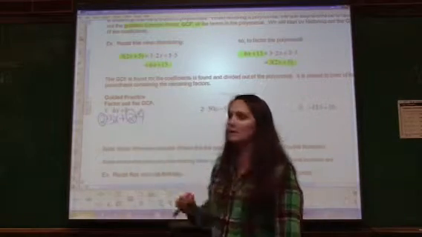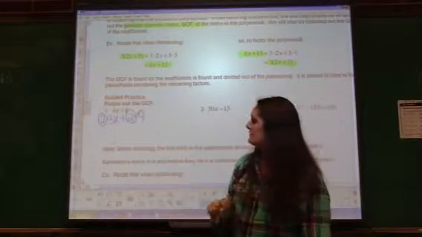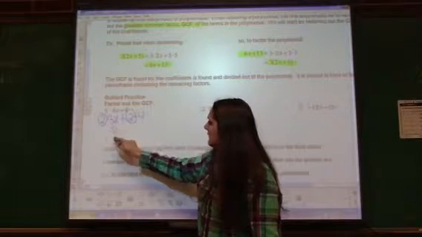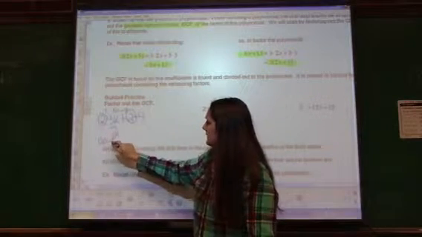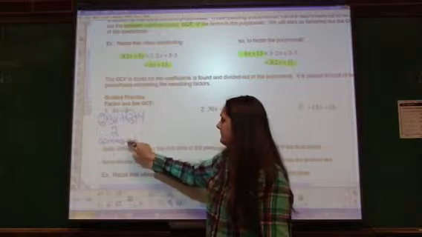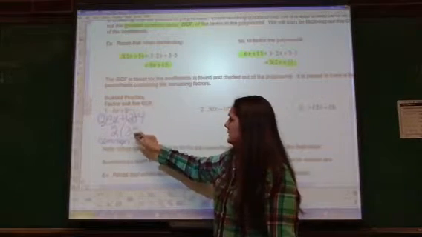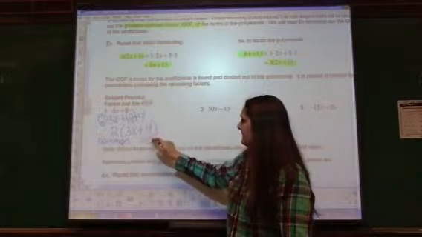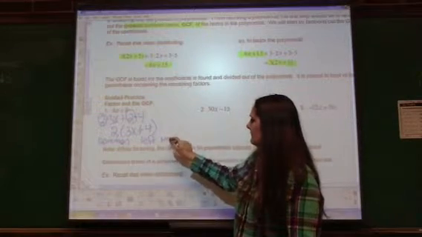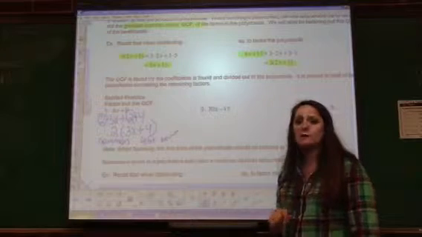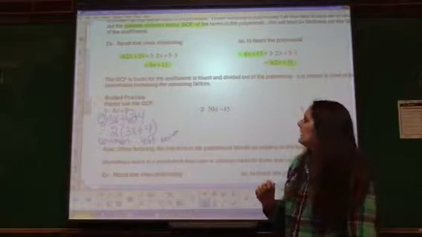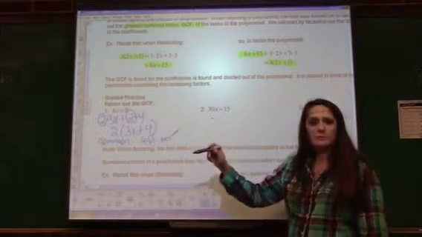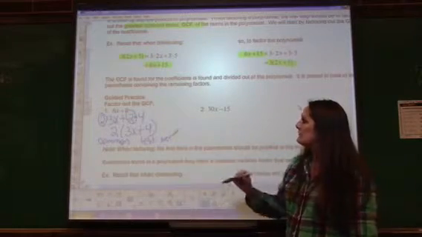You have a 2 in both terms. The number that's in common goes out front. What's left over goes in parentheses. So on every one, we want to factor each term out completely, and then we want to take that common factor, put it in front, and then put what's left in parentheses.